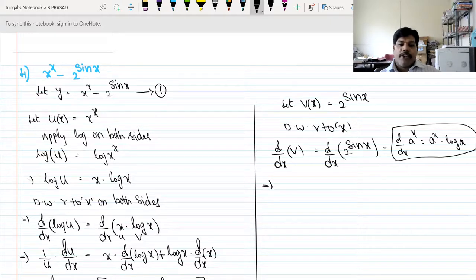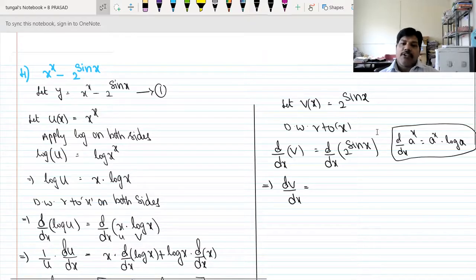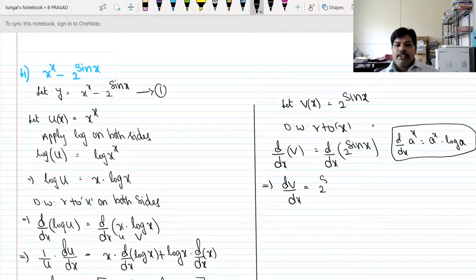So this value you can write as dv by dx. dv by dx is equal to the derivative of 2 power sin x. It is also a power f of x. If a power f of x is there, the formula is the same, and extra you will get f dash of x. That's all. So the derivative of 2 power sin x is 2 power sin x into log 2 into the derivative of sin x. You will get this value extra.